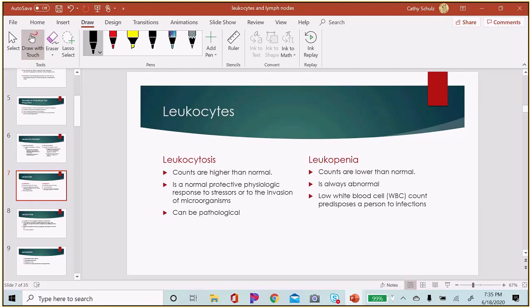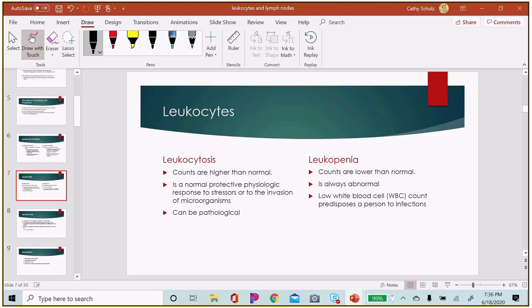So leukocytosis is when our white blood cell count is too high, and it sort of depends on whatever lab you're going with. But in general, I've seen that the white blood cell count will be between 4,000 to 10,000, and above that would be considered leukocytosis. It's usually reactive to a microorganism or a stressor, but it could be pathological, such as in the setting of cancer. Leukopenia is when the counts are lower than normal.